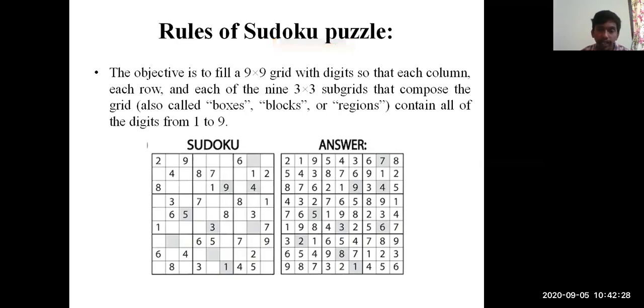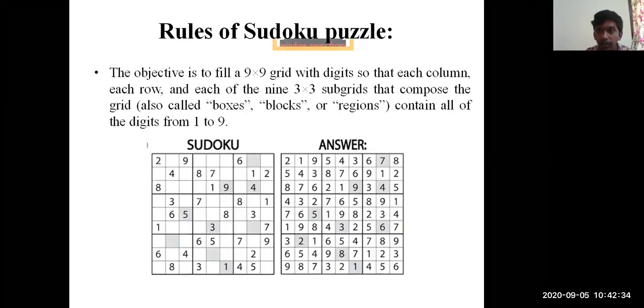The objective is to fill a 9 by 9 grid, the Sudoku puzzle, with digits 1 to 9, so that each column, each row, and each of the nine 3 by 3 grids that compose the grid, which we call boxes, blocks, or regions, contains each digit. We can call them empty boxes. Previously, in your puzzle, we called them tiles. So it can be anything, guys. But the limitation is you need to use only numbers 1 to 9 once in a row or once in a column, and finally you need to get a solution.